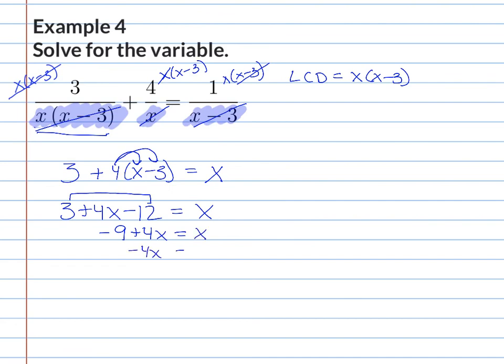Minus 4x on both sides. You're going to get negative 9 is equal to negative 3x. I'm going to divide both sides by a negative 3. And you're going to get that x is positive 3.